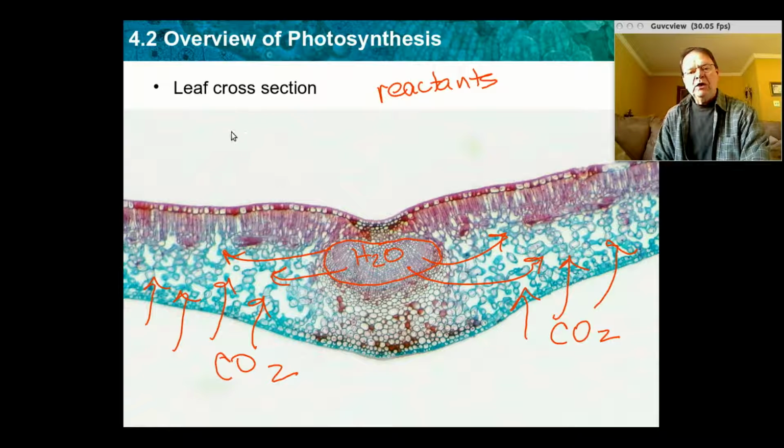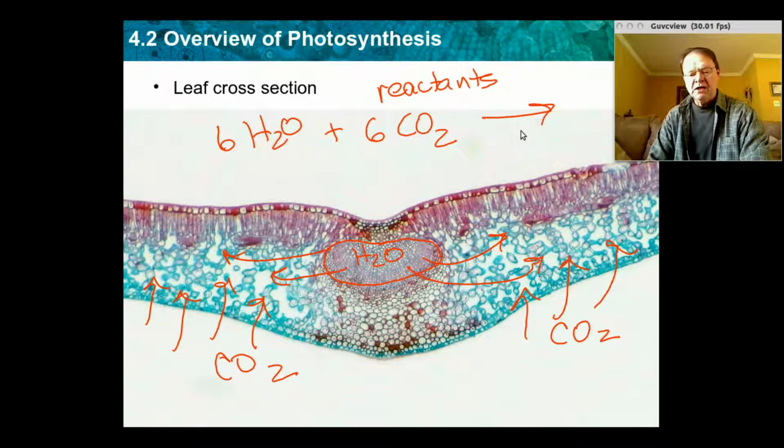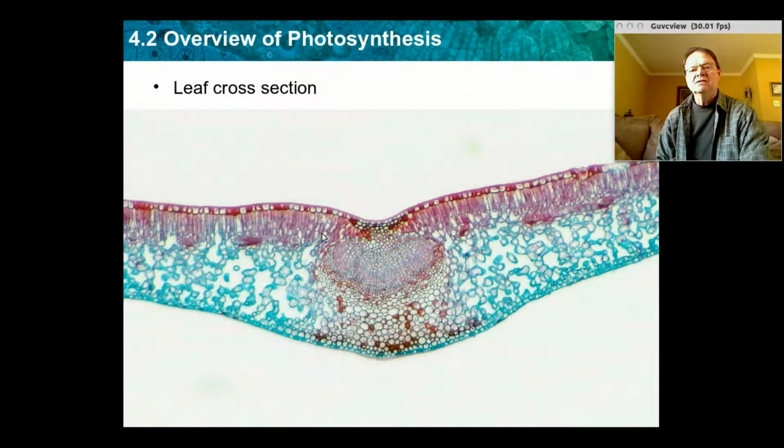So when we look at the reactant side of the chemical reaction for photosynthesis, we're going to look at water, and there's going to be 6 of them, and there's going to be 6 carbon dioxides that are used in the making of one sugar molecule. Well, let's then go on and take a look at the products of photosynthesis. What are the products?